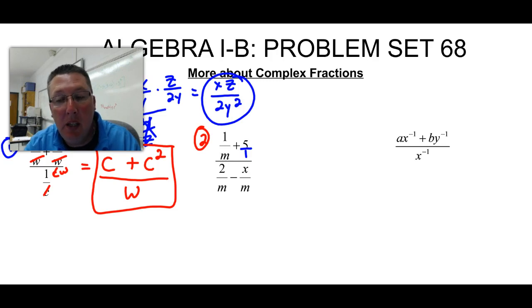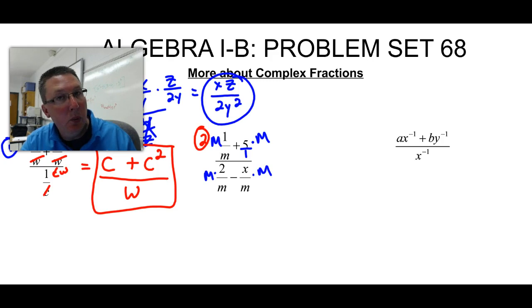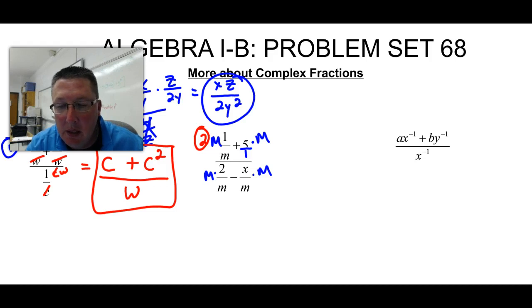So I'm going to go in here and multiply every fraction by m. All 4 fractions get multiplied by m. Again, the reason we do that is so it cancels the little fractions. So m times 1 over m, the m's cancel. I'm left with 1.